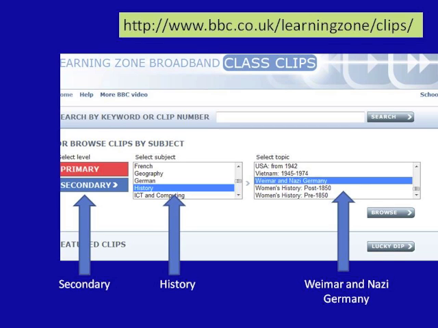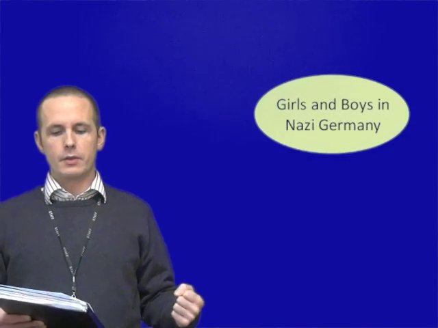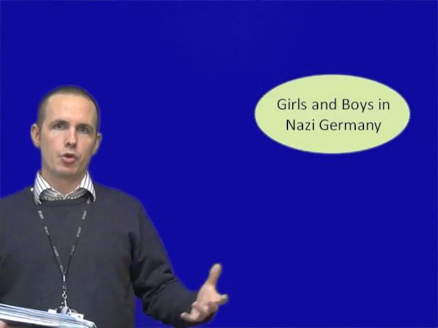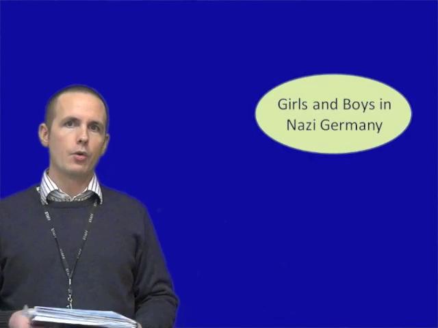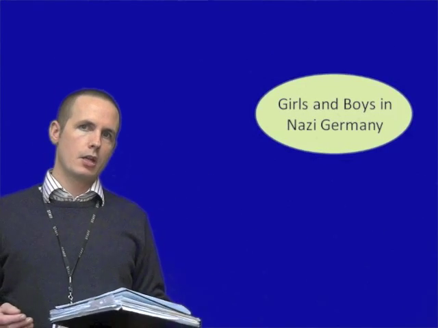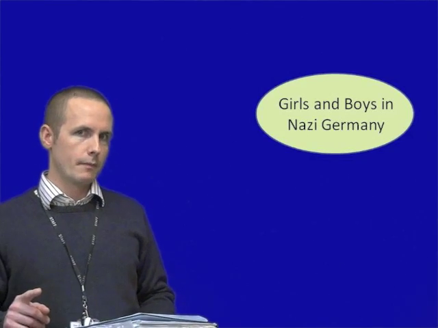Now look for a video that is about life in Nazi Germany, not the rise to power. On this slide it shows you that the girls and boys in Nazi Germany is a good one to look for. Hitler becoming Chancellor, no, that's a bad one to look for. We'll come on to that next time. Once you've found that, you're going to draw a little spider diagram, just like the one on here. You're going to write everything you know, for example, about girls and boys in Nazi Germany around that spider diagram. That's before you watch it.